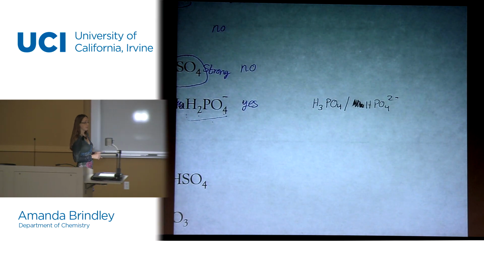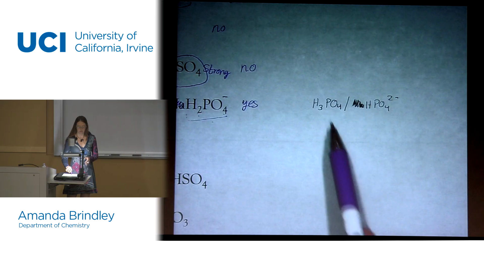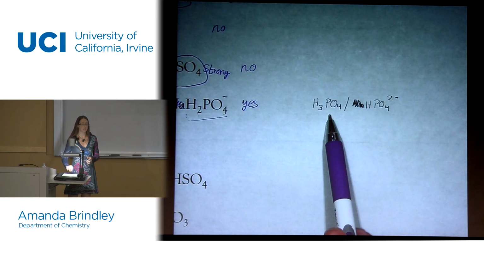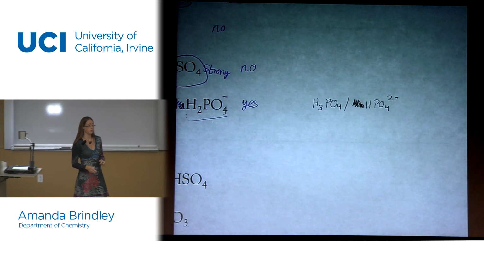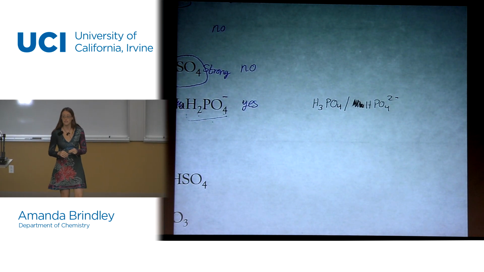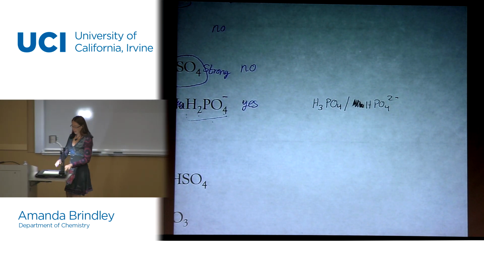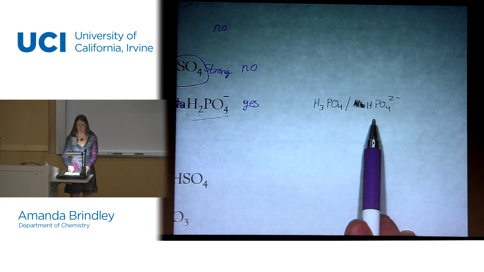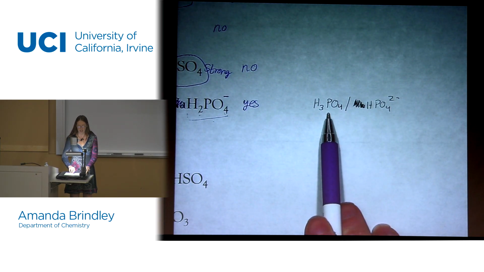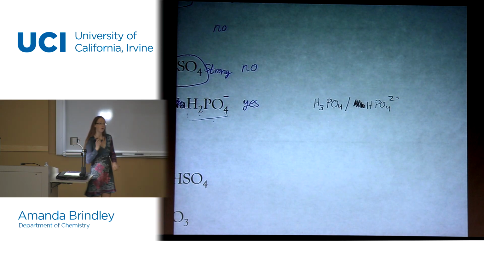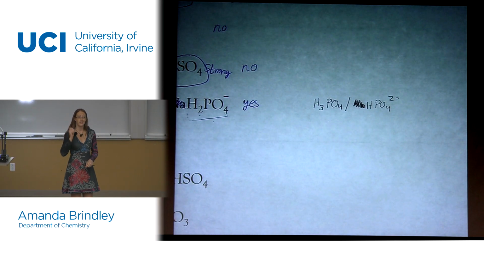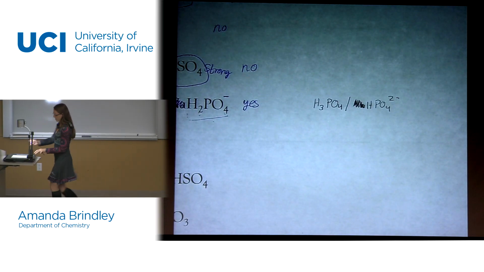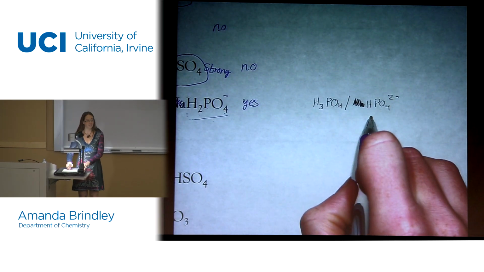Do we have a weak acid? Yeah. It's actually a relatively strong weak acid. It's stronger than a lot of the weak acids, but it's still in our weak acid list. Do we have its conjugate base? What is the conjugate base of H3PO4? What happens if you take away one hydrogen? What does it become? H2PO4. Is this H2PO4? No.